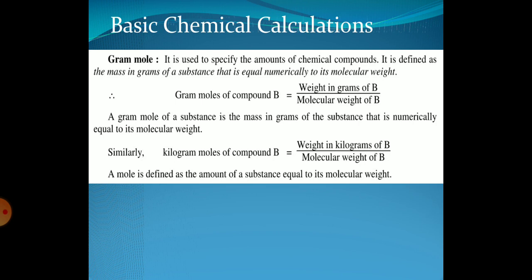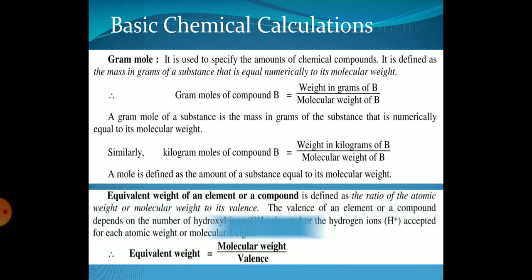So 1 kilogram mole of NaOH will be equal to 40 kilograms of NaOH. Okay, gram atom and gram mole are the same, but gram atom is applicable for an element and gram mole is applicable for a compound. So for Na it will be gram atom, and for NaOH it will be gram mole. So a mole is defined as the amount of substance equal to its molecular weight.